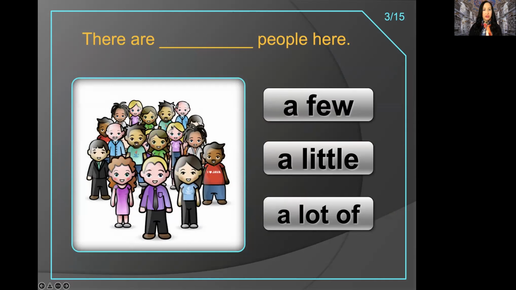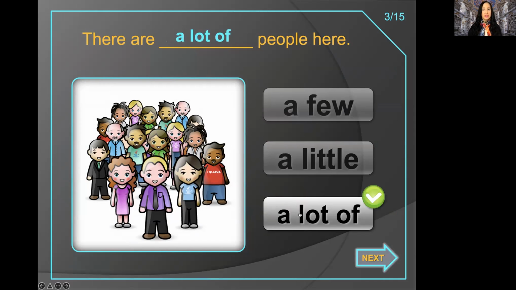Okay, look at the picture. There are blank people here. There are a few people here. There are a little people here. There are a lot of people here. Which one? A few, a little, or a lot of? Remember your preposition. That's right, a lot of people here, okay? So we need the preposition of because of the noun people.